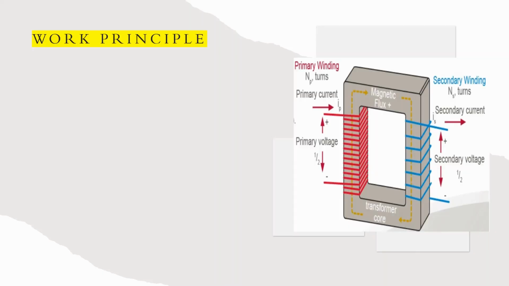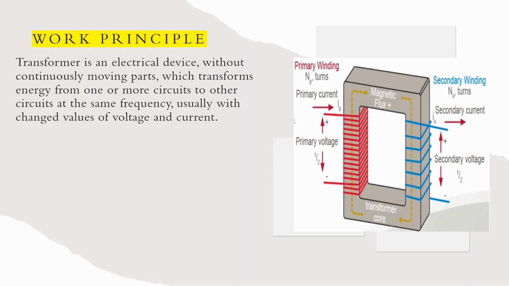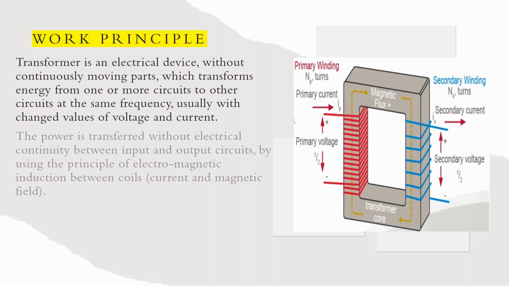Okay. So work principle. What is the work principle? A transformer is an electrical device without continuously moving parts which transforms energy from one or more circuits to other circuits, as you can see in this photo. So the power is transferred without electrical continuity between input and output circuit by using the principle of electromagnetic induction.